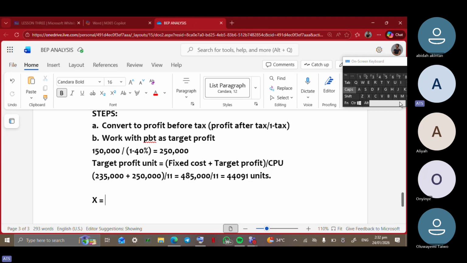X is equal to fixed cost plus target profit. What is our target profit? It's not 250,000. It's 15% of that question entirely. 15% of 20 naira times X. That's 20X. So basically 20X times 15%. What's 20 times 15%?